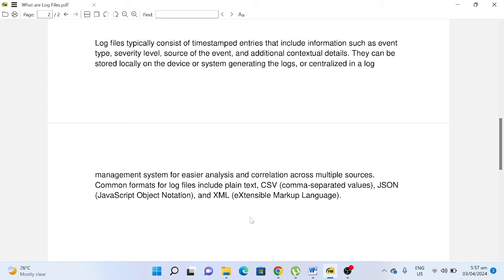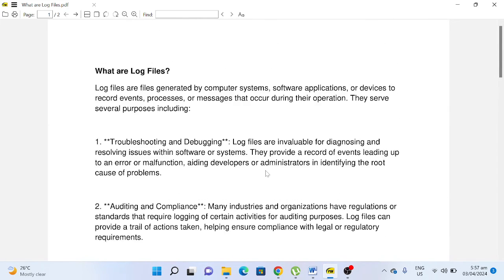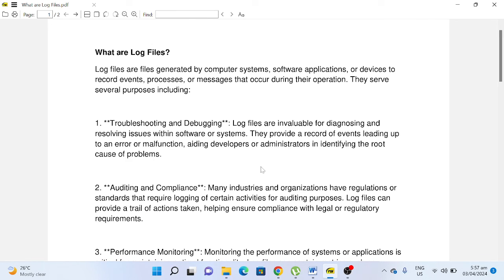Common formats for log files include plain text, CSV, or comma-separated values, JSON, or JavaScript Object Notation, and XML, or extensible markup language. Okay guys, so this is the end of my report on what log files is all about. I hope that you have learned something new in this video.